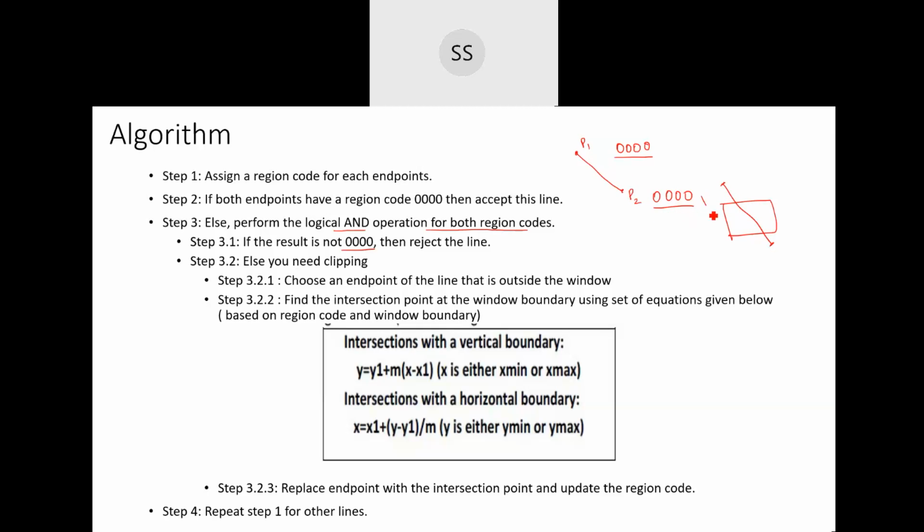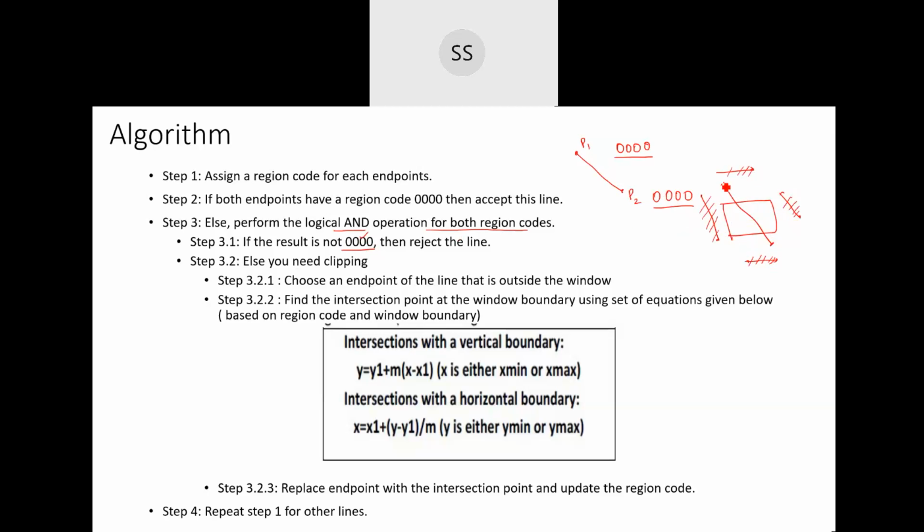But what about the line which is to the left of the window or to the right of the window, or you are having bottom of the window or top of the window? In such cases, when we perform the logical AND, we will never get all zeros. So for such lines, we don't accept these lines because we know they are outside the window. So we reject those lines.